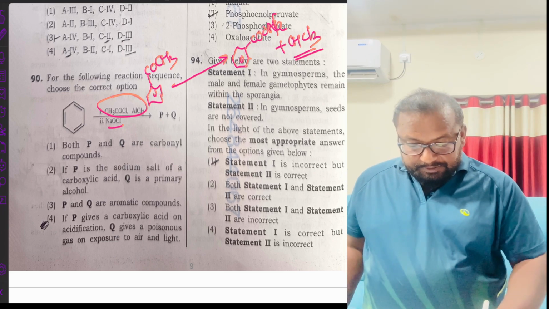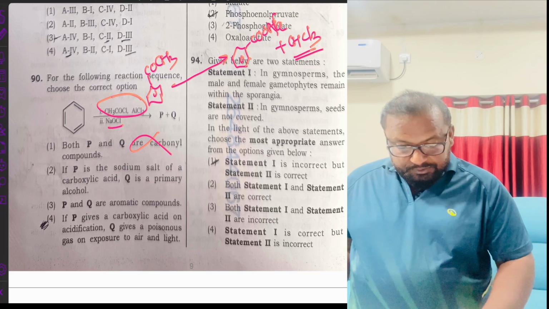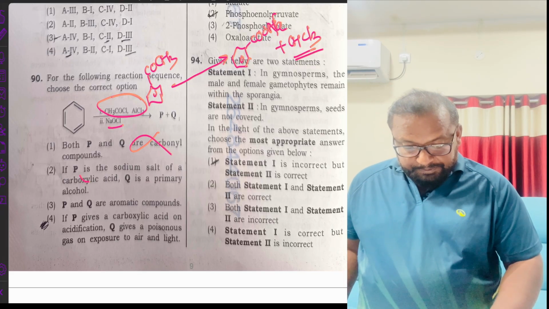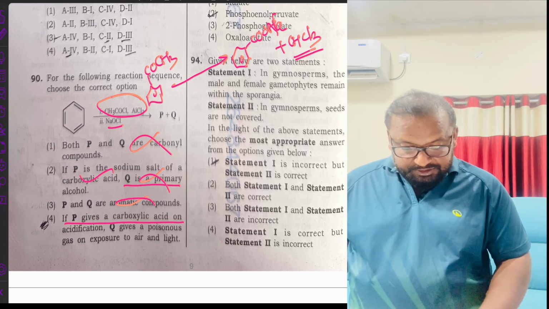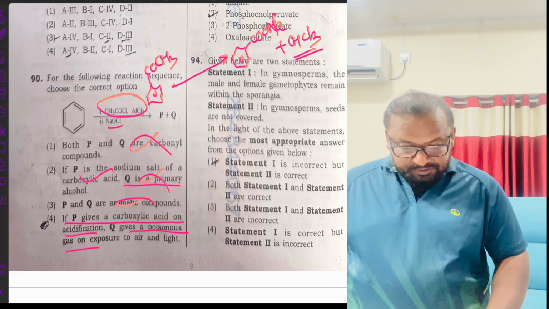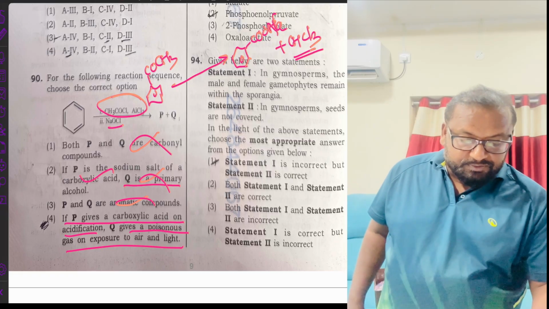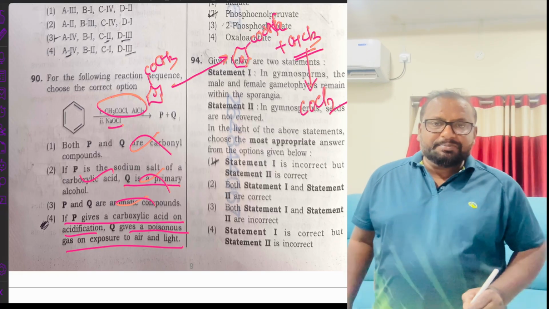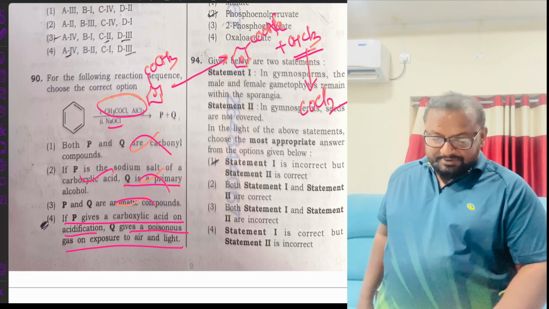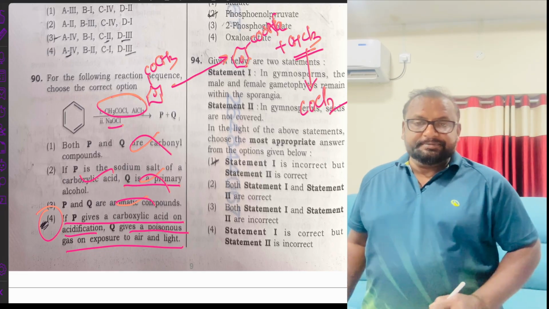PQR carbonyl compounds, no. P is the sodium salt of a carboxylic acid, Q is a primary alcohol, no. PQR aromatic, no. P gives carboxylic acid on acidification, Q is a poisonous gas. Well, yes, this is true. When chloroform is exposed to moist air, it gives you a poisonous gas. So the fourth option is the right option.